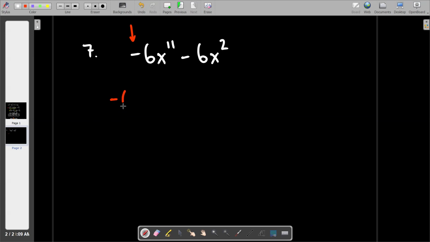I can get a 6. They're both divisible by 6. And how many x's can I get? 2. Good. Now we're going to reveal this problem for what it is. We're about to find out what it is.